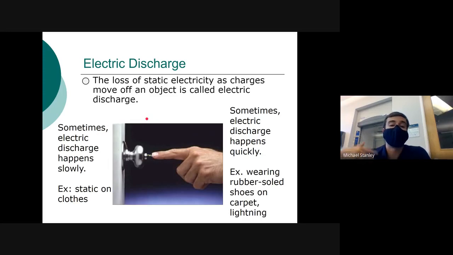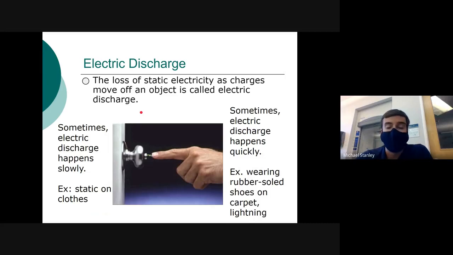Sometimes it happens quickly, like if you're Mr. Stanley and you're driving your car for a little while and then you get out and go to close the door and ooh, got you on the finger. Or if you wear big fuzzy socks and shuffle your way across the carpet and then touch a doorknob, you get that little static shock of electric discharge.